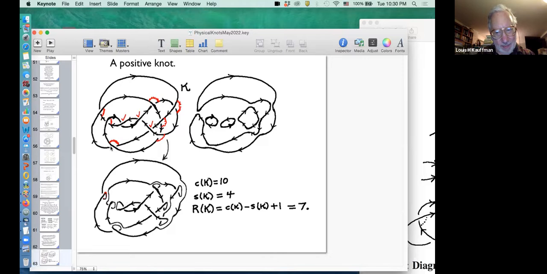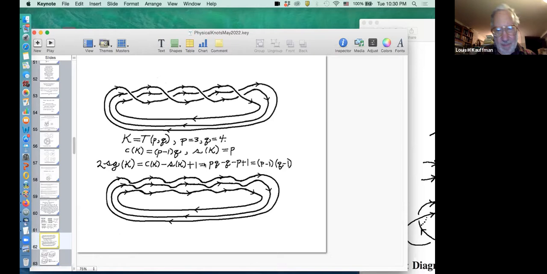And the same argument applies to the torus knot. In the case of the torus knot, we could have left these two alone, and then we would have done 1, 2, 3, 4, 5, 6 reconnections, and 2 times 3 is 6. And that's the answer in this case. So you see how it works.